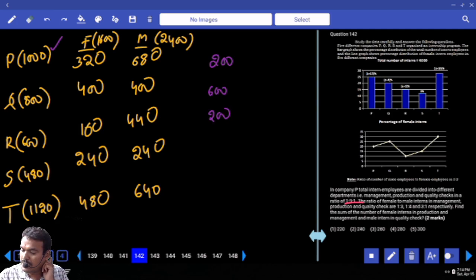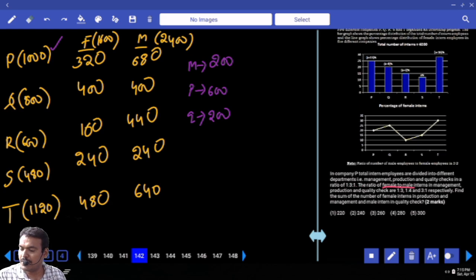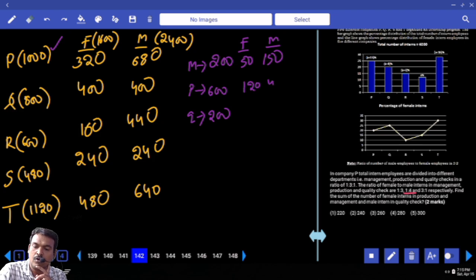First 200 means management. Next 200 means production. Next one means quality checking. And one more data, ratio of the female to male interns in management is given 1:3. Out of this one, female and male, what is the ratio? 1:3. How many parts? 4 parts. 4 parts are 200. Every 1 part is 50. 3 parts are 150. Next, production department, what is the ratio? 1:4. Total 5 parts means 120 and 480. Next, 3:1 quality checking. 4 parts means 150 and 50.